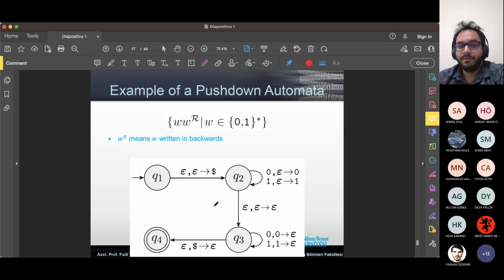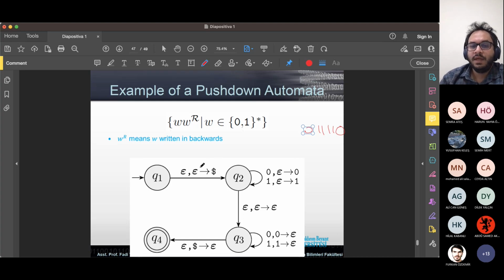Another example. R means written backwards. So it should be something like that. If I have 0, 1, 1, it must be 1, 1, 0. This is what it says. So I need to create a palindrome here.